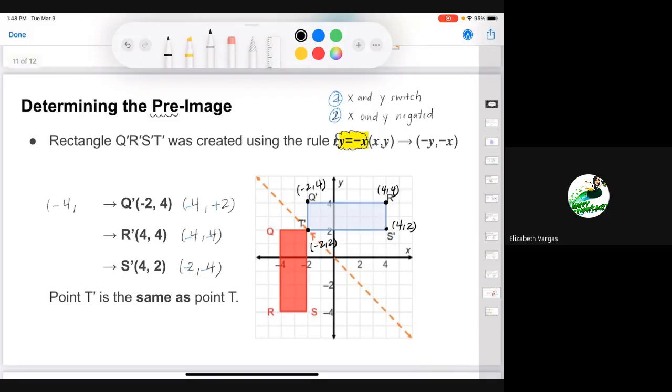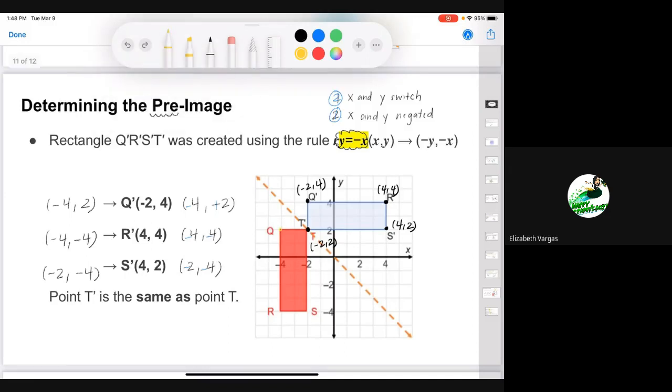the coordinates of my pre-image. 2, -4, -4, -2, -4. Okay, so the first thing I did was switch them. You saw that, and then we negate them. So we changed the sign. And so let's see if this is true. Is our Q originally located at -4 and 2? Yes, it is right there.